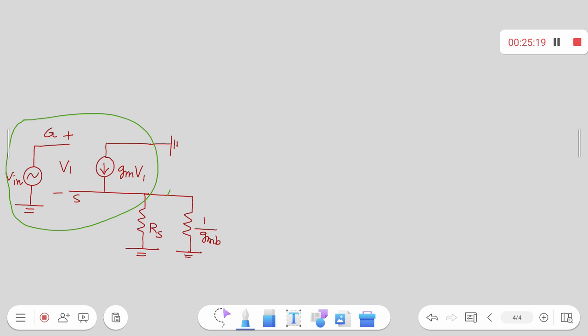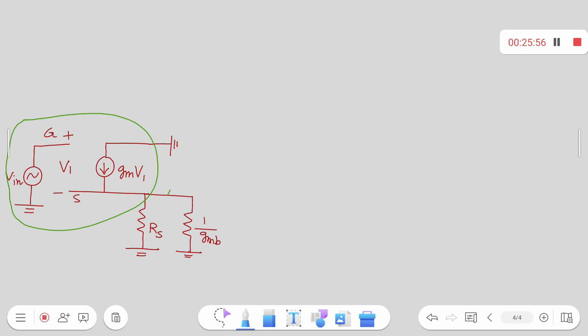You have to apply the external voltage, measure the current, and find the ratio, and that is nothing but 1 upon GM. Because that current is nothing but GM times that voltage. Therefore, 1 upon GM.